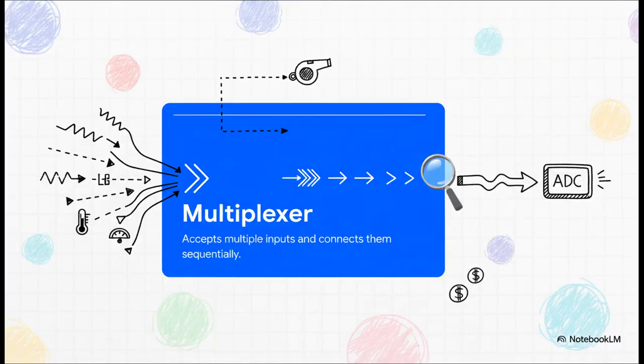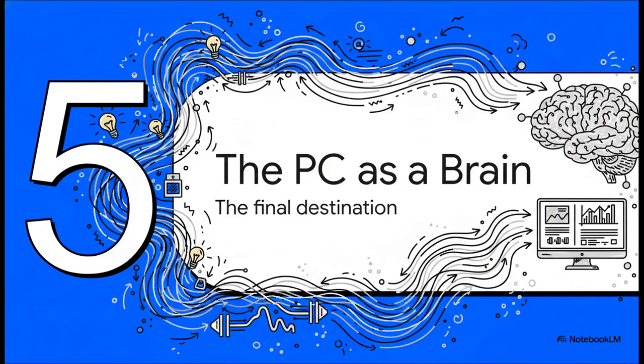To handle all that incoming traffic efficiently, the system relies on a multiplexer. The multiplexer is essentially the traffic cop of this whole setup. Instead of buying a separate, highly expensive digital converter for every single sensor in a huge industrial plant, the multiplexer sequentially grabs data from various sensors and funnels it into a single analog-to-digital converter. It switches between them so insanely fast that it effectively monitors everything at once, which massively reduces both hardware and installation costs. And finally, we hit Section 5, the PC as a brain.